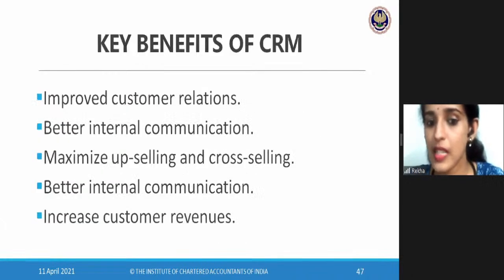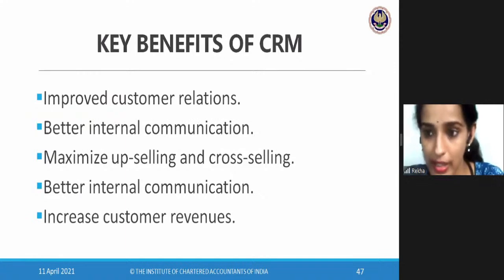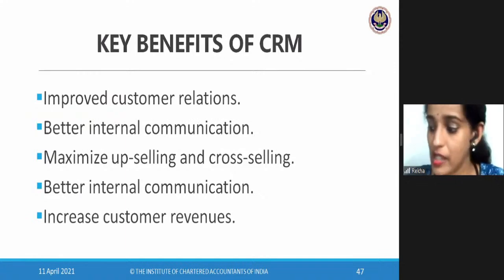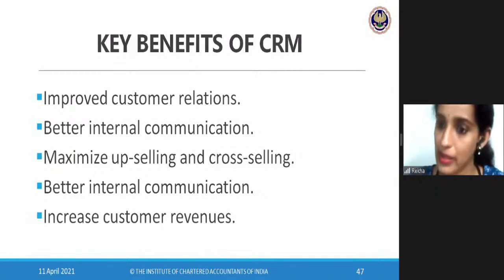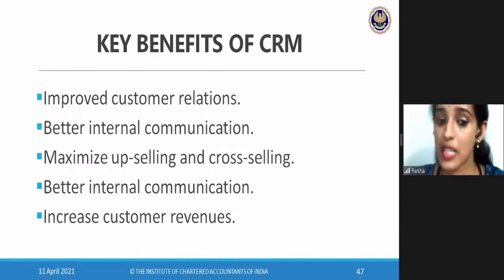Now, the basic benefits of CRM: improved customer relations. As I told you, they can win back old customers and improve the relationship with existing customers. Then better internal communication: whatever data they get from the customers, they circulate with other departments also, for example sales and purchase, who can customize as per the needs and specifications of the particular customer. Then maximize upselling and cross-selling. Upselling means what?